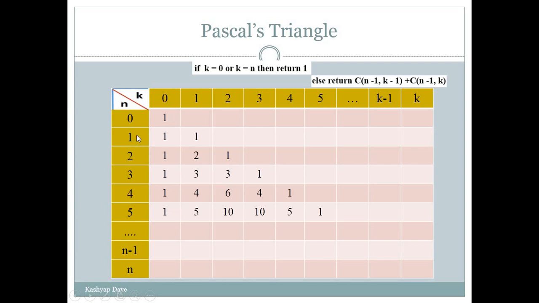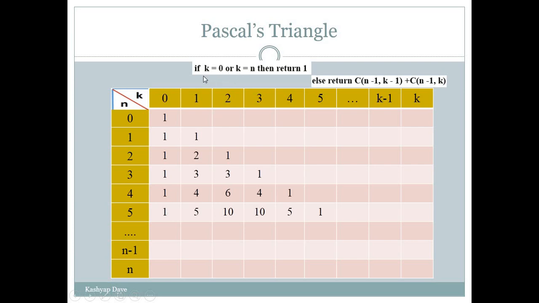If we want to find n and k for 1 and 0, k is equal to 0, so we write 1. For 2 and 0, k is equal to 0, so 1. In the same way, this whole column will have k equal to 0, so we will write our values as 1.